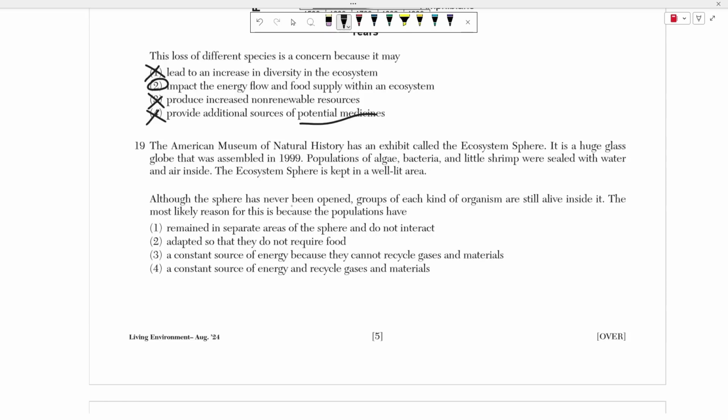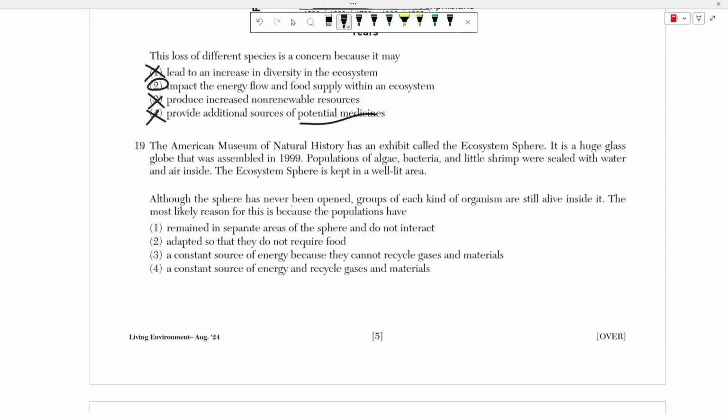19 says the American Museum of Natural History has an exhibit called the Ecosystem Sphere. It is a huge glass globe that was assembled in 1999. Populations of algae, bacteria, and little shrimp were sealed with water and air inside. The ecosystem is kept in a well-lit area. Although the sphere has never been opened, groups of each kind of organisms are still alive inside of it. The most likely reason for this is because the populations have what? 1.